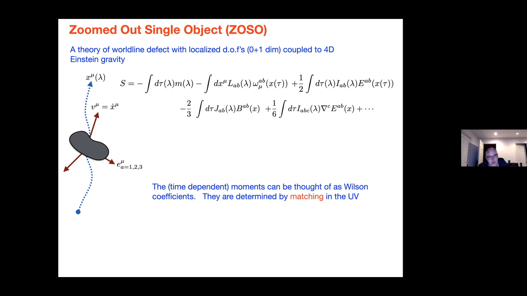So let me first describe the theory that describes both the UV and the IR of the system, which is a theory of dynamical multipoles coupled to gravity. So this is a world line with a bunch of degrees of freedom living on it, coupled to the curvature. So here you see E and B. Those are the various components of the Riemann tensor. I'm not going to bother defining them, as well as systematic gradients of them. And the coefficients depend on time. These are, in a sense, Wilson coefficients, which are time dependent and are determined by matching to the ultraviolet.